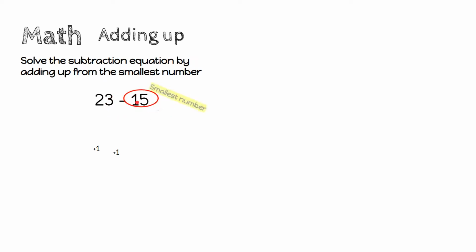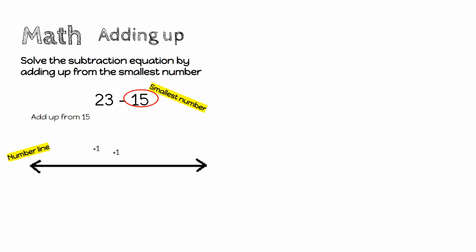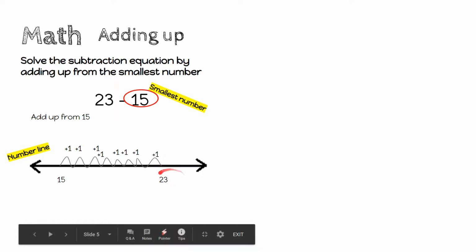So we start at the smallest number and we are going to add up from 15. Today we are going to use a number line to show this. So we start at 15, the smallest number. We're going to add 1 and 1, another 1 and another 1, and again. And we're going to keep adding 1 until we get to 23. So now we've added 1, 2, 3, 4, 5, 6, 7, 8. We've added 8 to give us 23.